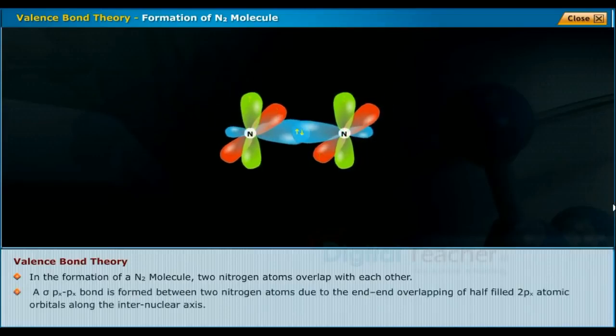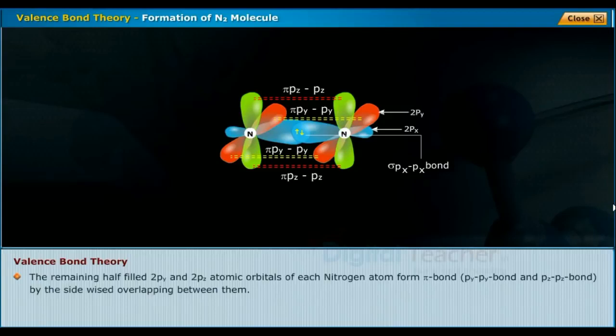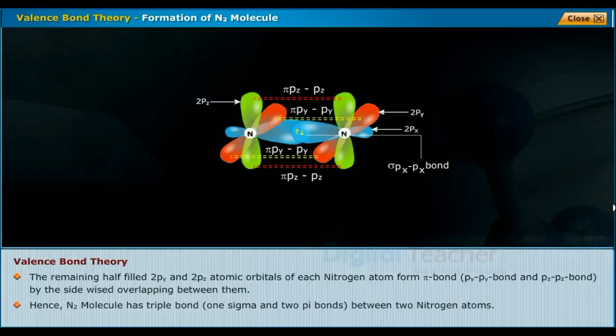A sigma px bond is formed between two nitrogen atoms due to the end-end overlapping of half-filled 2px atomic orbitals along the internuclear axis. The remaining half-filled 2py and 2pz atomic orbitals of each nitrogen atom form a pi py bond and a pi pz bond by the sidewise overlapping between them. Hence, the N2 molecule has a triple bond, 1 sigma and 2 pi bonds between the two nitrogen atoms.